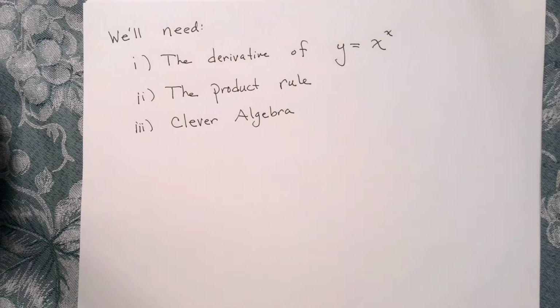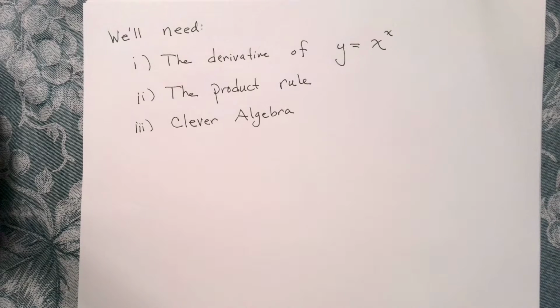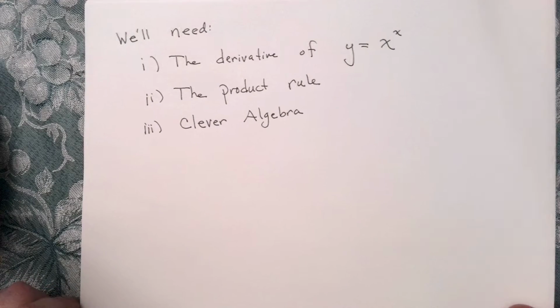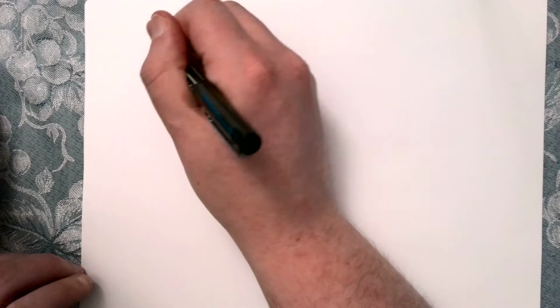So we're going to need the derivative of y equals x to the x. We'll calculate that. We're going to need the product rule for derivatives and some slightly clever algebra. So I think with that said, we're going to get into it. Let's go ahead and compute the derivative of y equals x to the x.